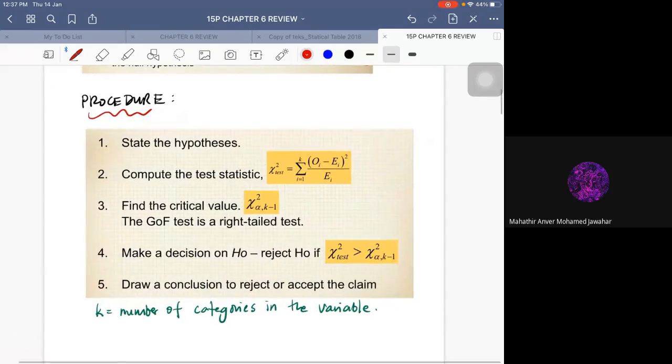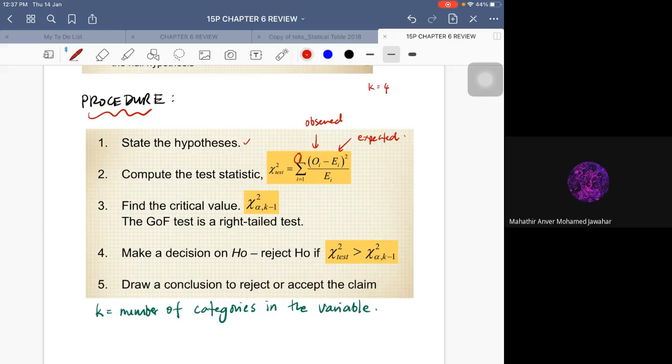Okay, the procedure, how we do the goodness of fit test, is the same procedure as what we have done for our hypothesis testing. Step number one is to state your hypotheses, null and alternative. Step number two is to compute the test statistic. O stands for the observed frequency, E stands for the expected frequency. For each category, for example if you have K categories in the qualitative variable, say 4 categories, you do this for all K.